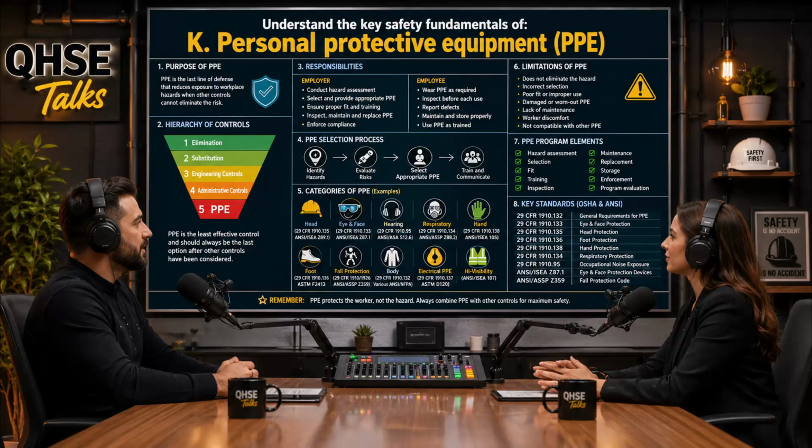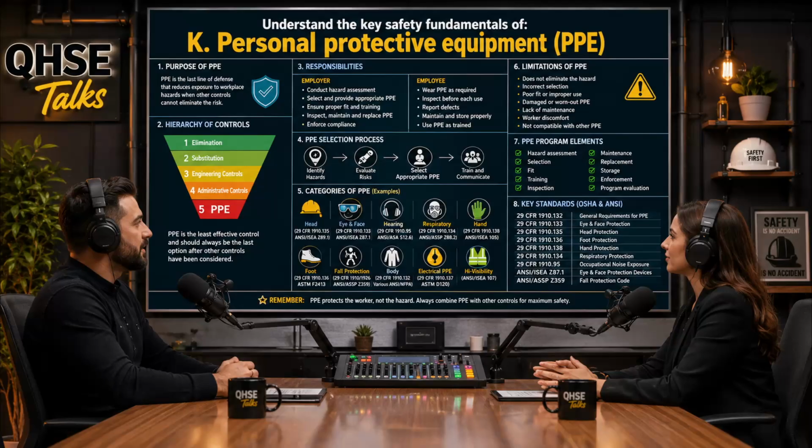It really is. It's not just about passing a test. No, not at all. It dictates how you conduct worksite assessments, how you evaluate residual risk, and ultimately how you keep people alive when, like we said, those primary defenses fail. Because it goes so much further than simply handing someone a pair of safety glasses and telling them to be careful. Yeah, way further.